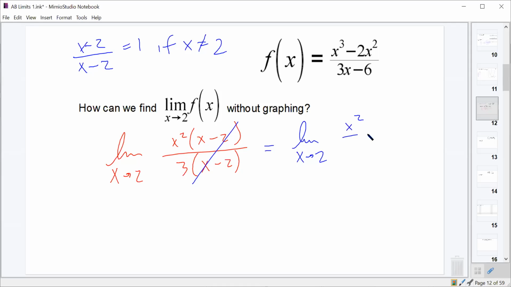Yeah. Okay. So we can say that this limit is equal to the limit as x approaches 2 of x squared over 3, which now reverts back to just a simple polynomial, right? 1/3 x squared. And just plug in our 2, which gives us 2 squared over 3, or 4/3.